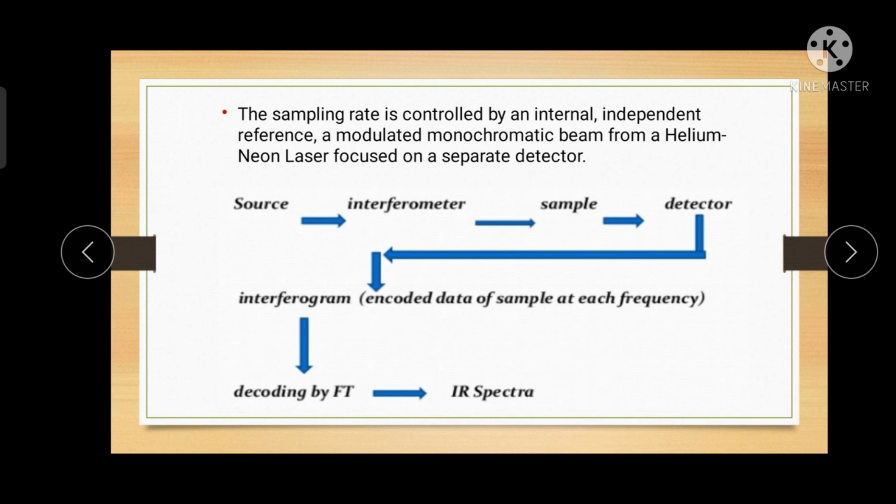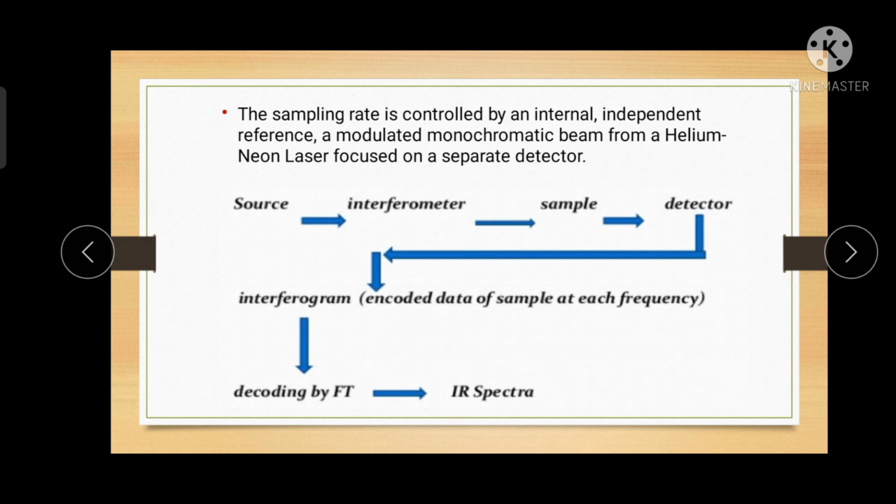The interferogram is nothing but the encoded data of a sample at each frequency, and after that by decoding it with the help of Fourier transformation, that is with the help of a mathematical technique, we get the IR spectra.